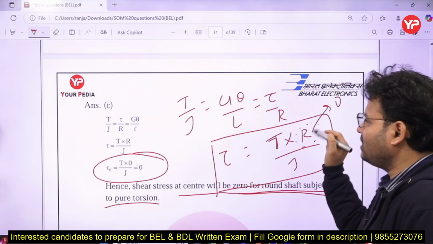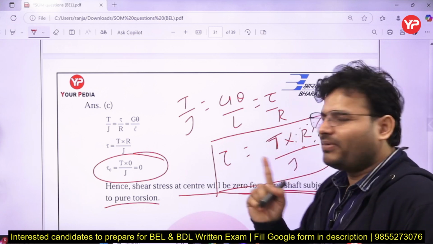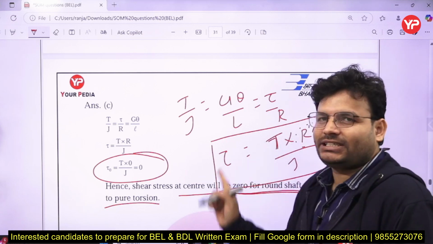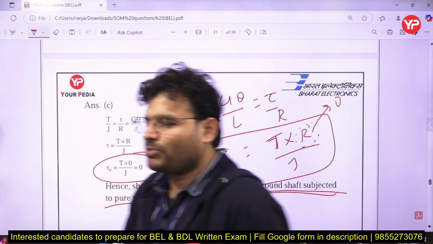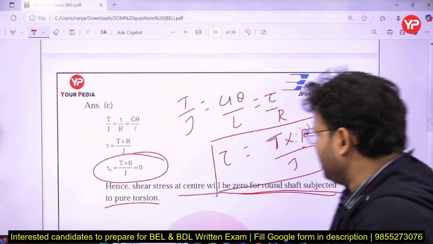So it is going to change. And what is the variation? The shear stress varies with the power of R, the power of R is what? 1. So we can say the shear stress variation is linear. That type of question is also going to be asked: what is the shear stress variation? It will be linear.